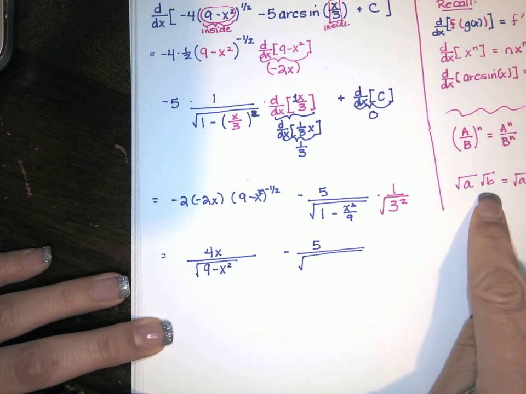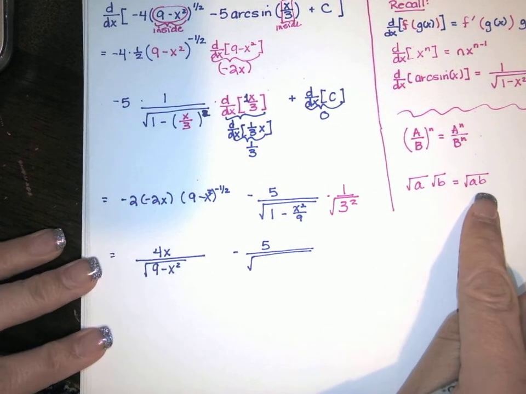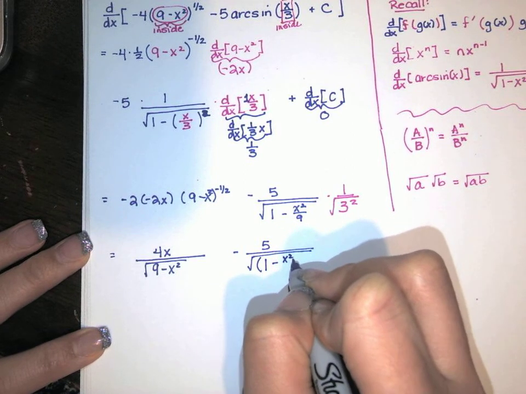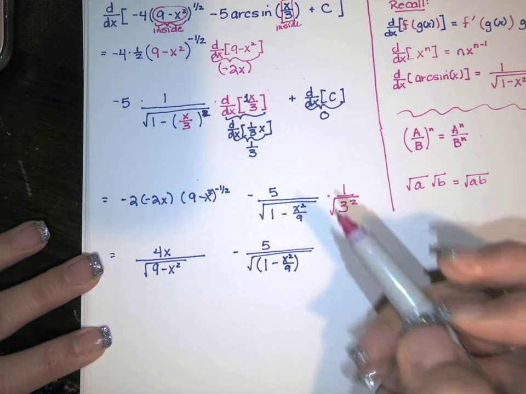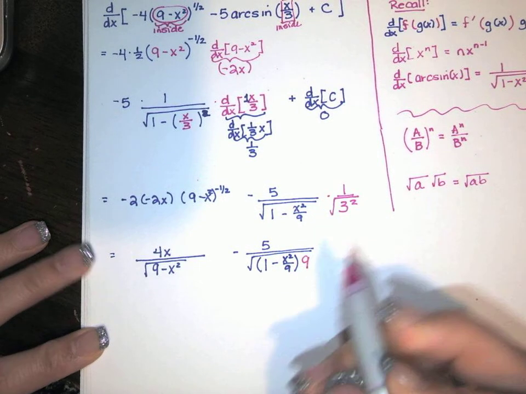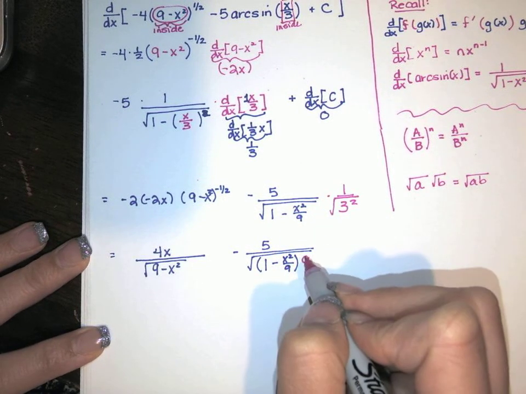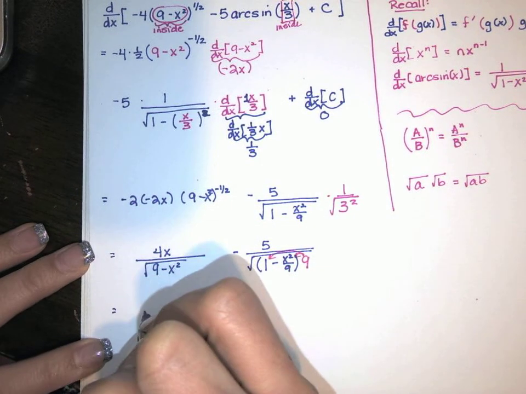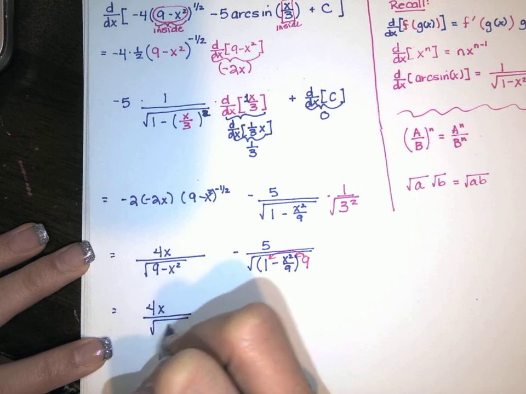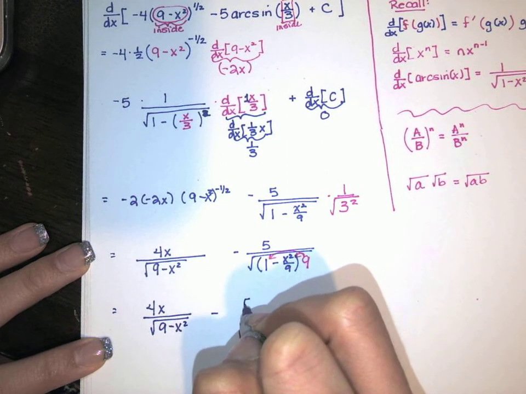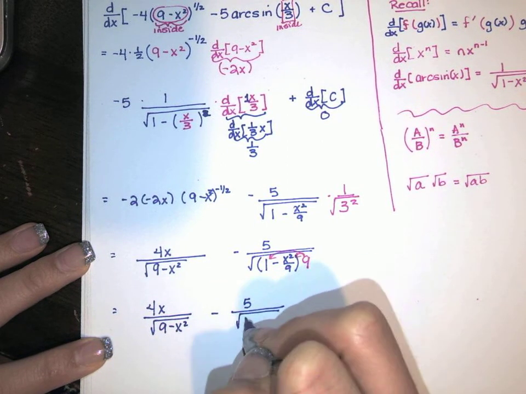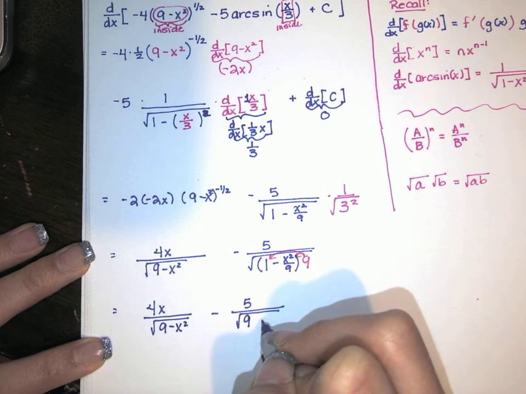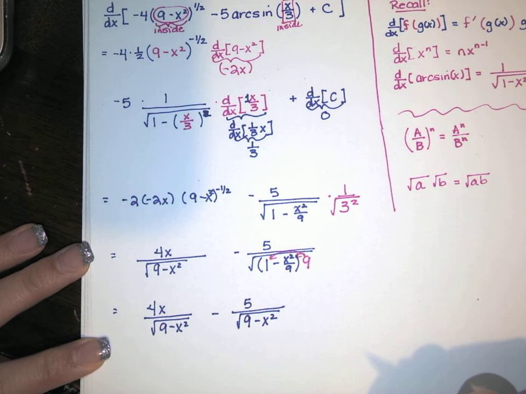Now I'm going to apply this property. Square root of a times square root of b is square root of ab here. Got 1 minus x squared over 9. And I'm going to distribute that 9. I know it's a little strange distributing on the right, but it's just as legal as distributing on the left. And distribute that 9 to both of these terms. Nine times 1 is just 9. And this x squared over 9 times the 9, the 9's are going to cancel, and we're just going to have a negative x squared.